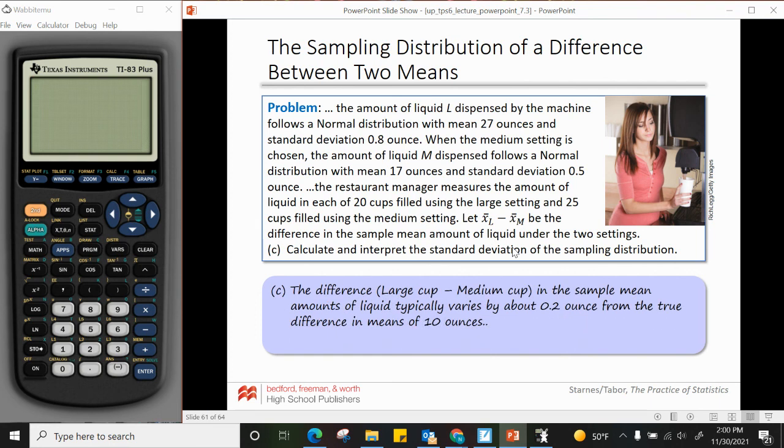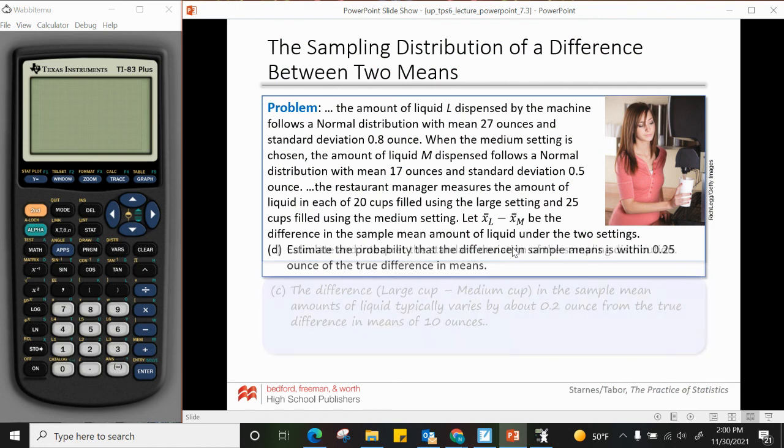Now, to interpret the standard deviation of the sampling distribution: the difference between large cups minus medium cups in the sample mean amounts of liquid typically varies by about 0.2 ounces from the true difference in the means of 10 ounces.